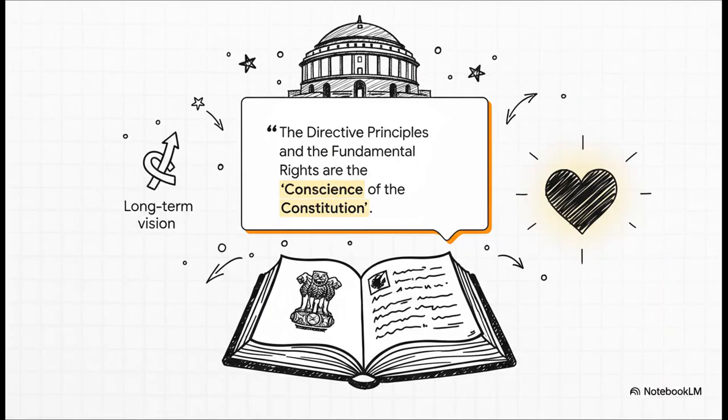And you can't really talk about this without mentioning the great constitutional expert Granville Austin. He really hit the nail on the head when he said the directive principles, right alongside the fundamental rights, are the conscience of the Constitution. It's such a powerful phrase, right? It suggests they're the soul, the aspirations, the vision of what the nation is supposed to be. But what does that actually mean in practice?